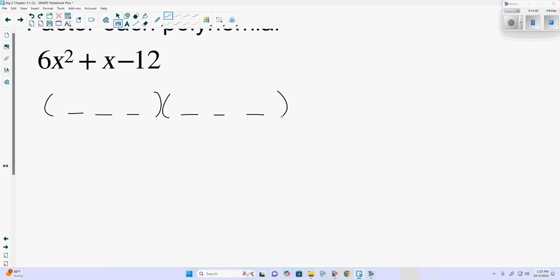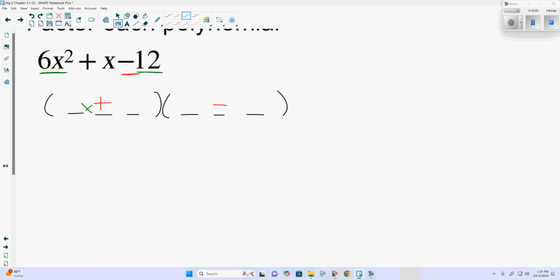No greatest common factor because the middle term is 1. Since our third term is negative, the signs are different. They're opposite. One's going to be positive, one's going to be negative. Now we need to find the factors of the first and third term.